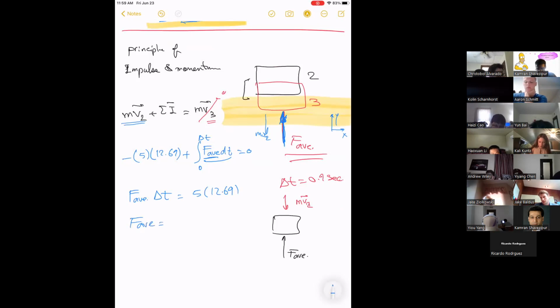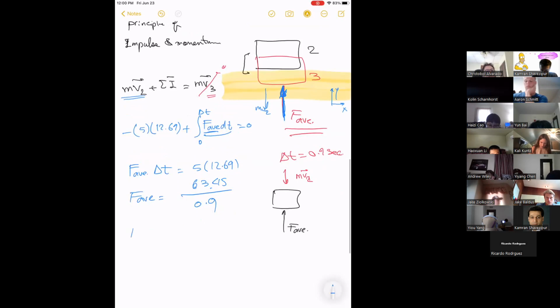And F average, delta t is 0.9 second. Let me see. 12.69 times 5, 63.45. And your F average is divided by 0.9, 70.5 Newton. So this is the average force acting on the block in 0.9 second until it stops.